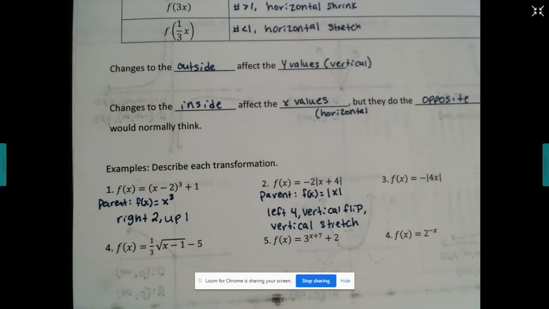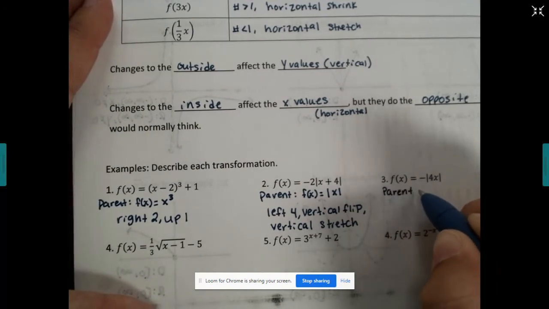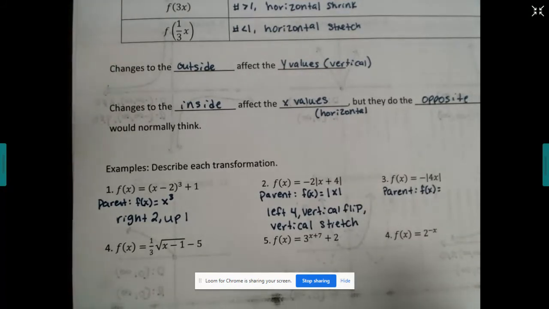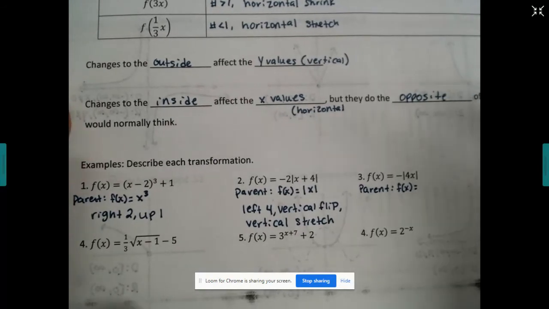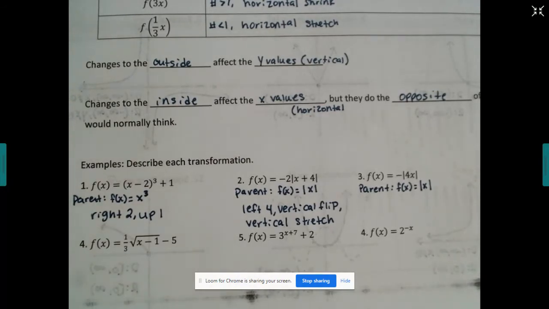How about 3? What's my parent function going to be? If I take away the negative and the 4, what do I have left? Yeah, absolute value. So absolute value of x is my parent function. And then I have 2 transformations. Anybody want to tell me what they might be?